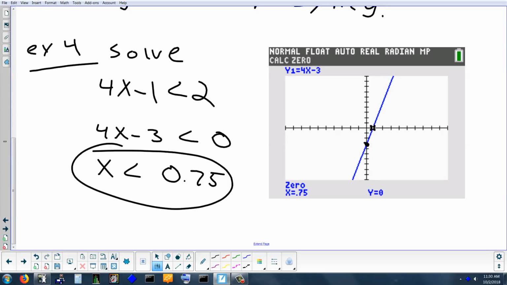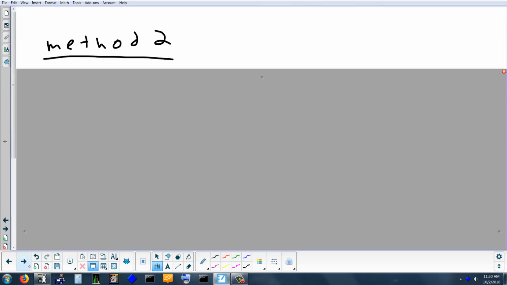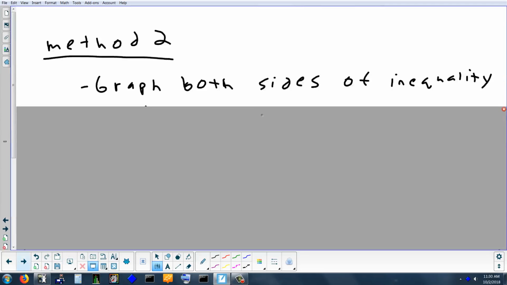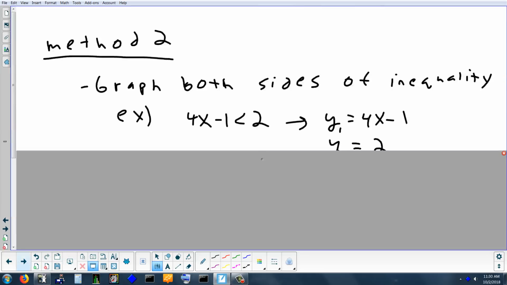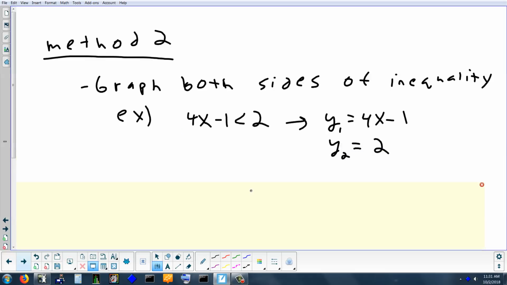So that's one way to solve an inequality. Get it equal to 0, calculate a root. Here's the second way. The second way, you leave the problem the way it is. You don't move anything around. Leave 4x minus 1 on the left, leave 2 on the right. And you graph both of them. Graph one of them in y1, graph the other one in y2.